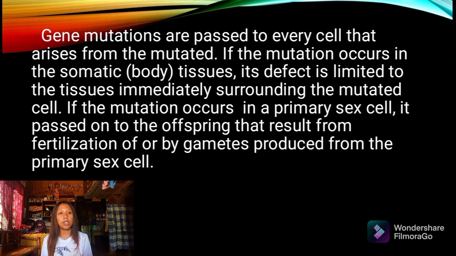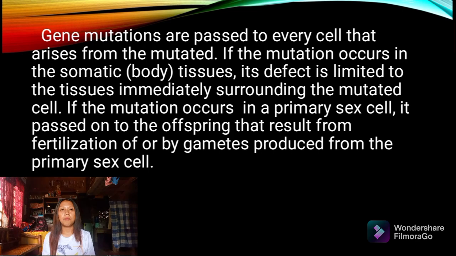Gene mutations are passed to every cell that arises from the mutated cell. If the mutation occurs in the somatic or body tissues, its defect is limited to the tissues immediately surrounding the mutated cell. If the mutation occurs in a primary sex cell, it passes on to the offspring that result from fertilization of or by gametes produced from the primary sex cell. A mutation can enter the gene pool of a population and be passed on to succeeding generations. This is known to be a cause of variation in a species.